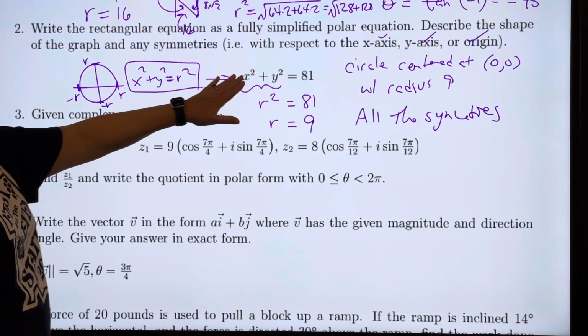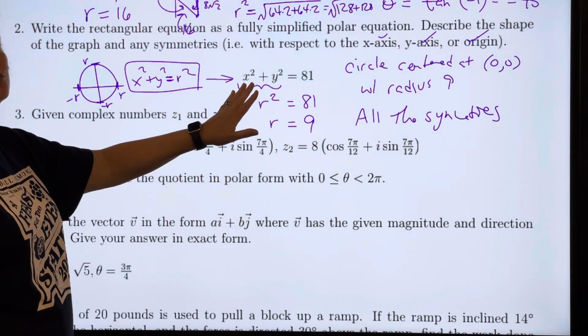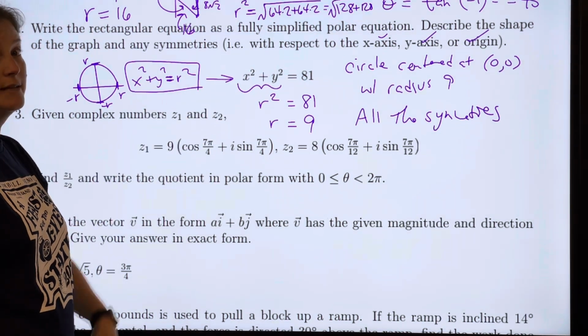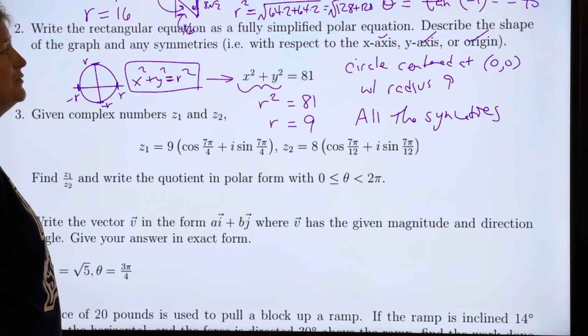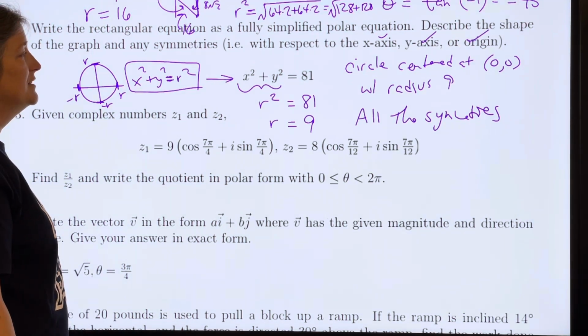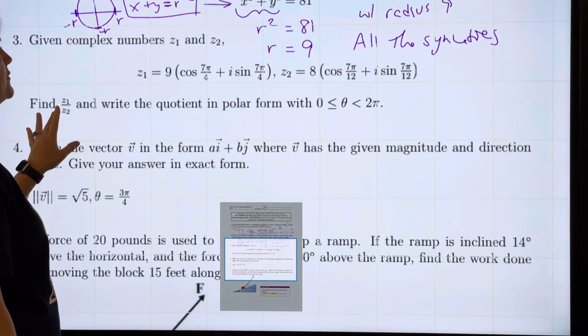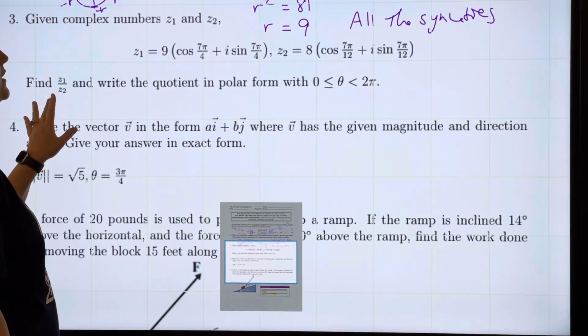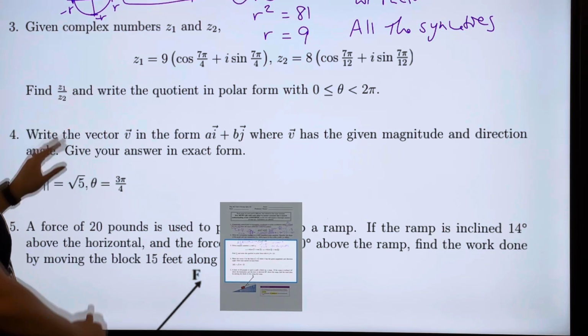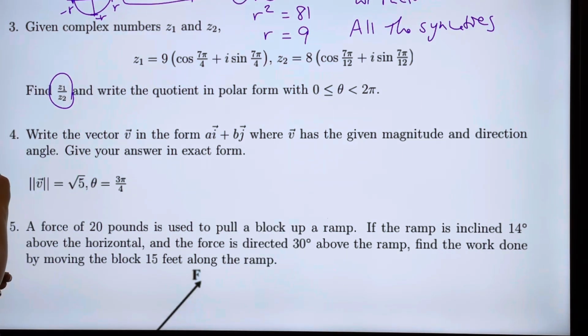Now, we're going to talk about how to use transformations to describe some circles that are maybe offset a bit from the origin, whose center is not, in fact, the origin, and we're going to talk about that on Tuesday. So, given complex numbers z1 and z2, find z1 divided by z2.